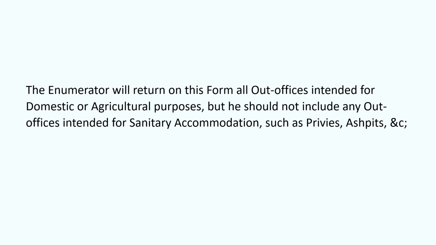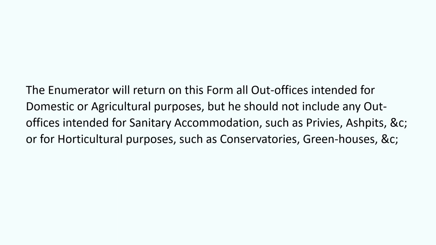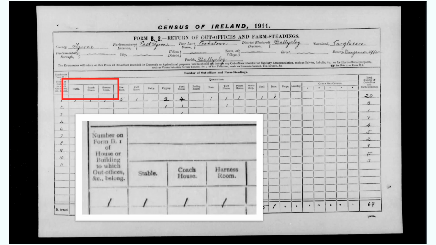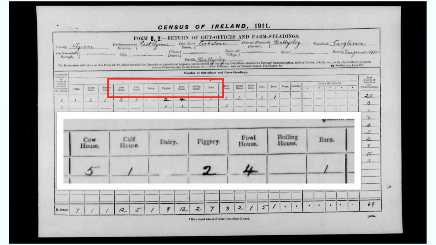3 classes of buildings in particular were not to be included: those used for sanitary accommodation, those used for horticultural purposes, and those used for pleasure, such as summer houses and tea houses. The outbuildings that were recorded were grouped broadly into 3 types. The first included stables, coach houses, and harness rooms.